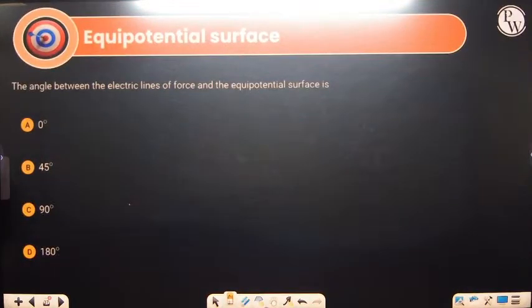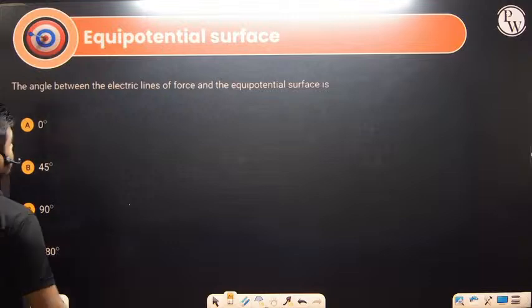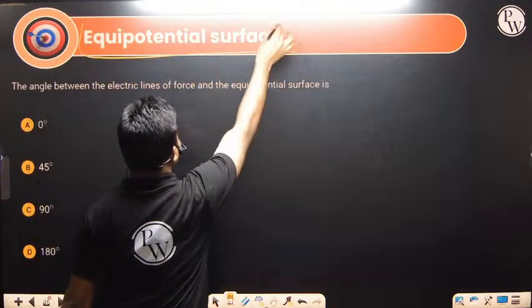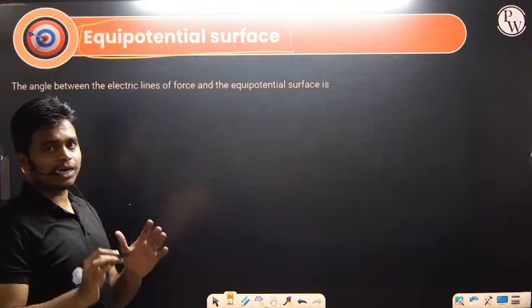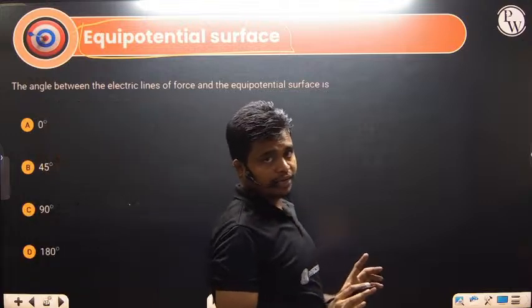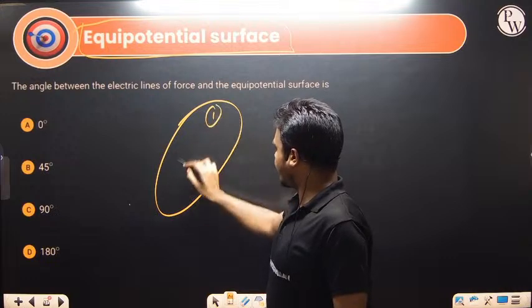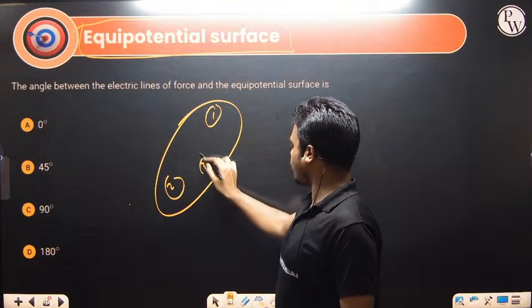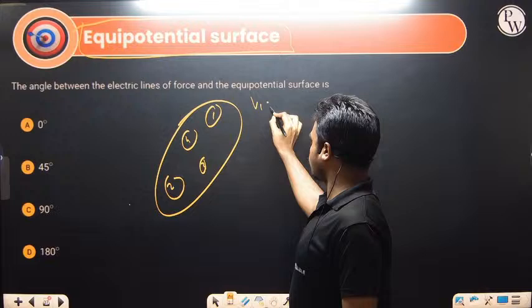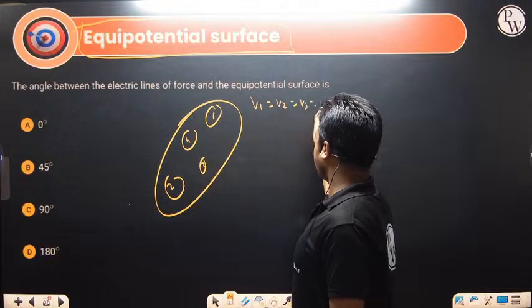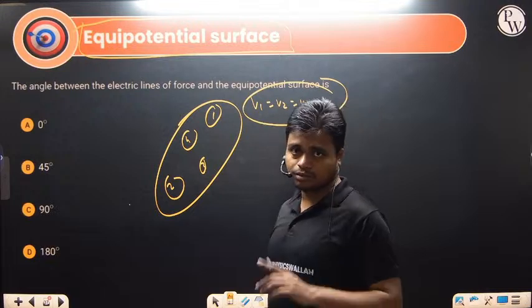Now, this concept is the equipotential surface. It is the locus, the collection of all the points which are at the same potential. That surface is what we define as an equipotential surface. So if this is an equipotential surface, all these points will have the same potential. This is the first definition.